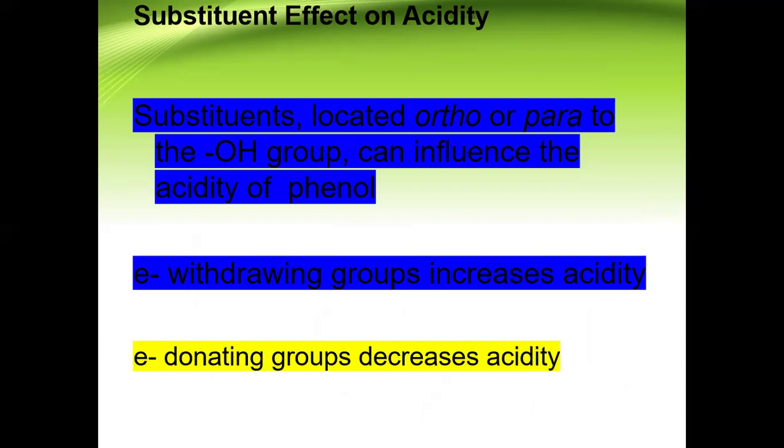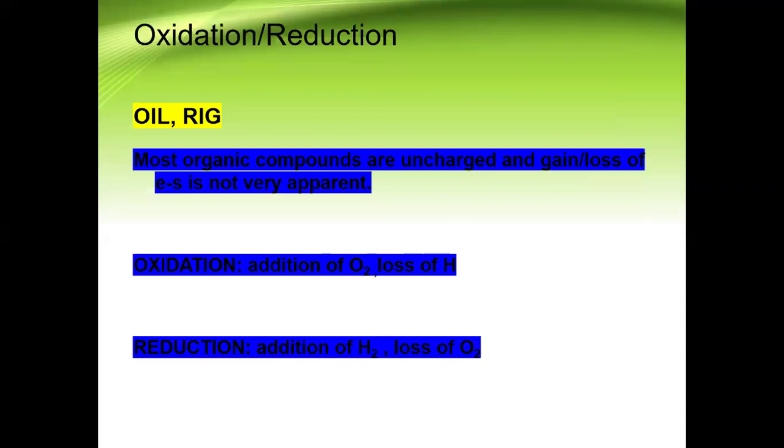Substituents affect the acidity. Electron withdrawing groups increase acidity, and electron donating groups decrease acidity. So we have oxidation: addition of oxygen, loss of hydrogen. Reduction: addition of hydrogen, loss of oxygen. So it's important for you to know these.